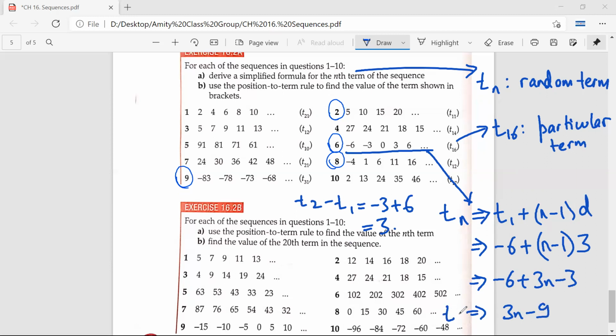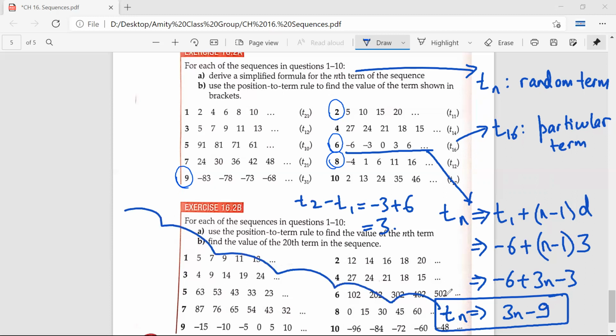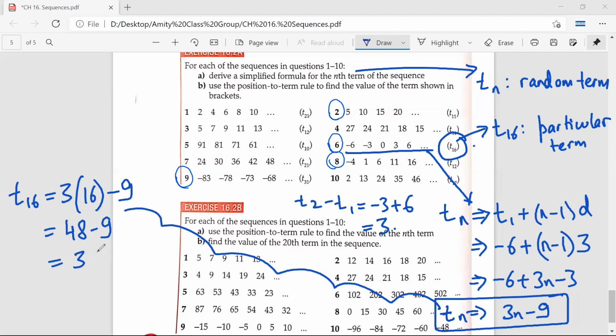Are we clear or is there still a doubt? Yes, sir. Aishwarya ji, are we clear? Yeah. Now, this is a general term. If I want to find T16, I can use this formula. So my T16 would be 3 into 16 minus 9. So it will be 3 times 16 is 48, minus 9. It will be 39.